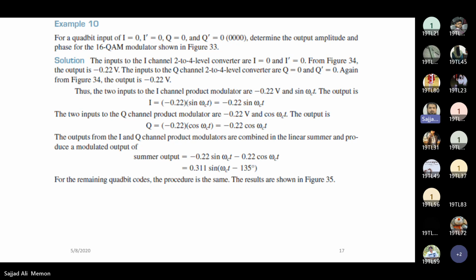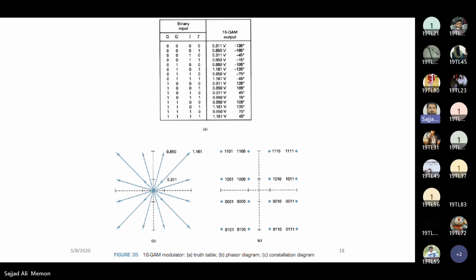In the case of 4 zeros, our I output will be minus 0.22 sin omega ct, and the Q output will be minus 0.22 cos omega ct. So when we sum them, it will be minus 0.22 sin omega ct and minus 0.22 cos omega ct. That is one output, and that will be drawn at amplitude 0.311 and angle 135. So here it's a list where you can see the binary input, and their respective amplitude and angle are shown. And the diagram can be like this one.